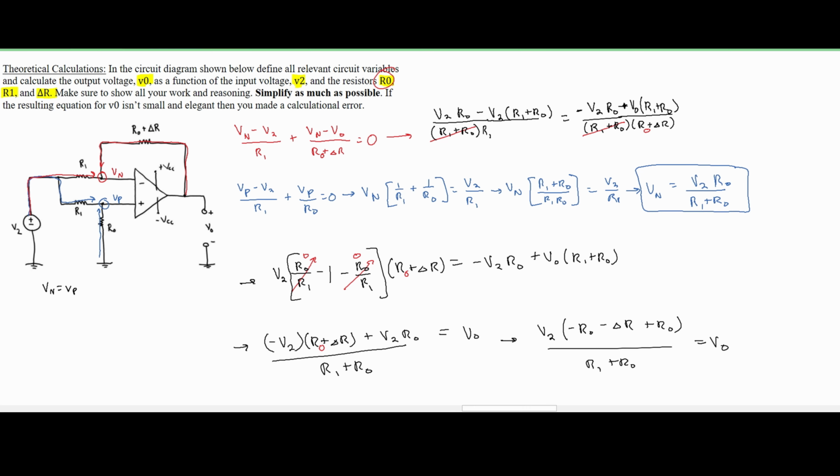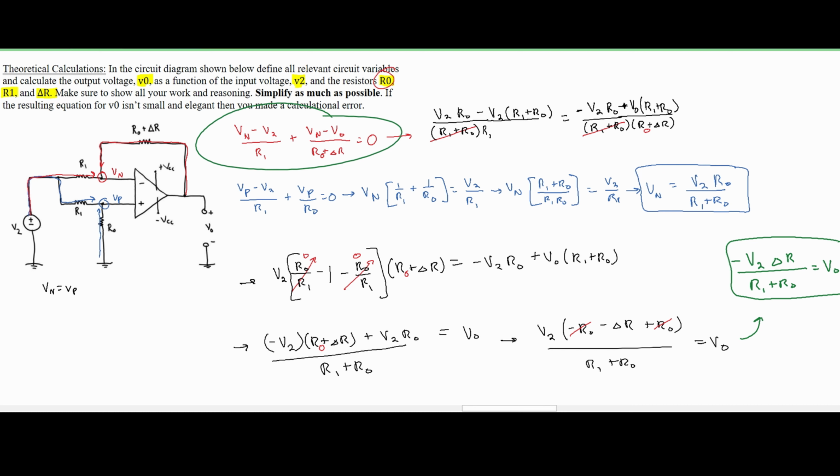And then from here, this will zero out with this. And so our simplest form, and we'll just write it out in green, is going to be as follows. We'll have a negative V2, we'll have a delta R, and this is all going to be divided by our R1 plus our R0, and this is set equal to our V0. So that is the final simplified and correct equation for this problem.